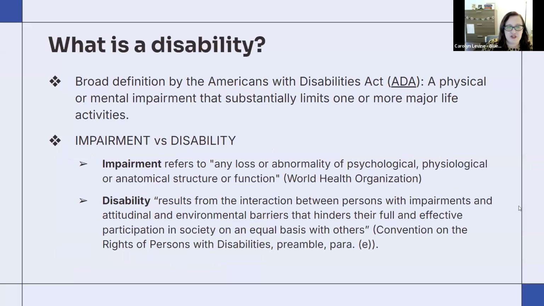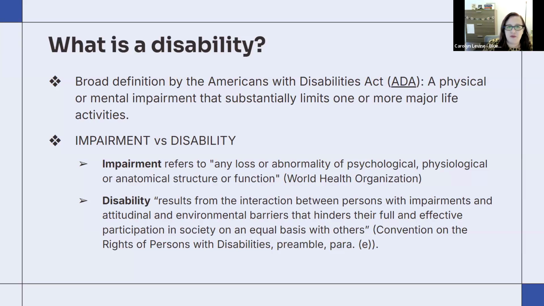All right, so getting started. What is a disability? The most common definition that we look at, especially in higher education, is the Americans with Disabilities Act, or the ADA's definition. That's any physical or mental impairment that substantially limits one or more major life activity. Now, the ADA does not list all the different disabilities that can qualify for accommodations. What's really important is that the impairment substantially limits some area of functioning in that person's life.